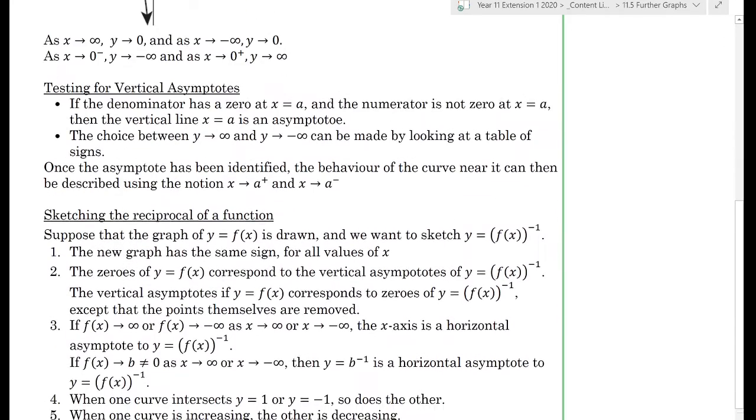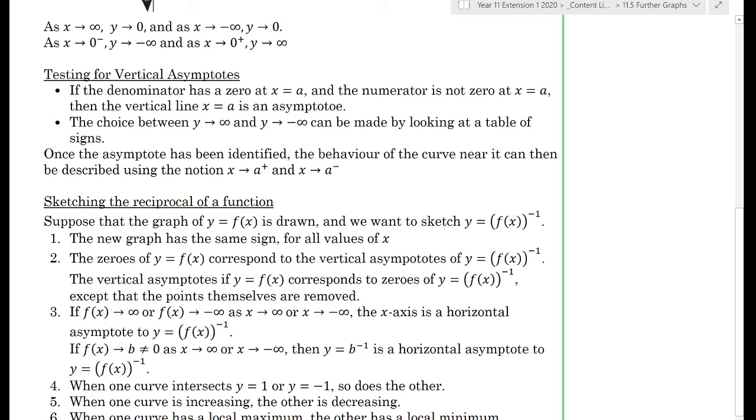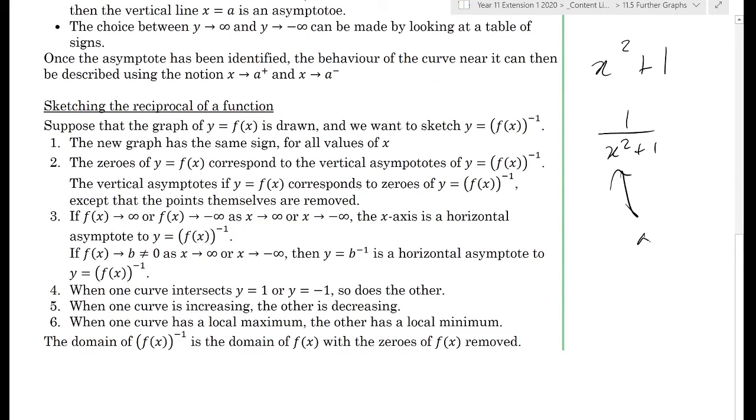Sketching the reciprocal function. The reciprocal function and the asymptotes have a lot in common because when we're taking the reciprocal of a regular polynomial, like x squared plus 1, the reciprocal of that is just 1 over x squared plus 1. So when can I not have values to make this true? Whereabouts on my graph am I going to have these asymptotes? Because remember, the asymptote is where this function isn't true.